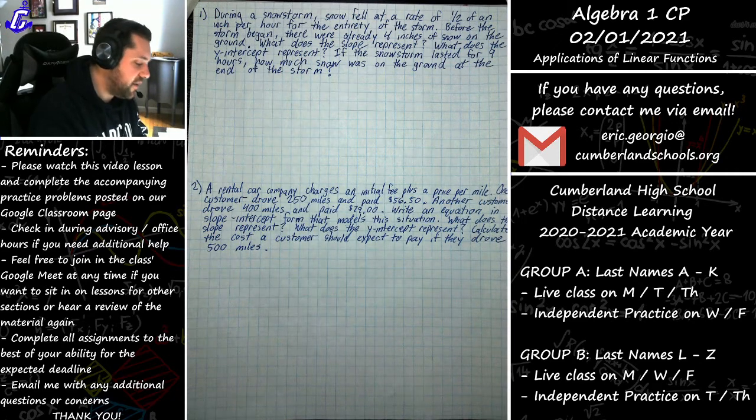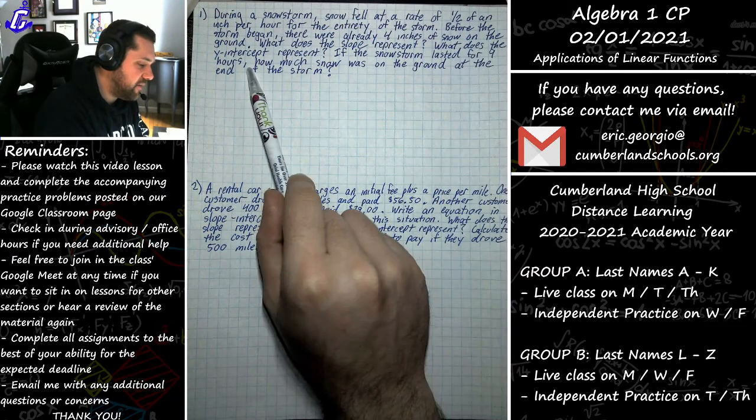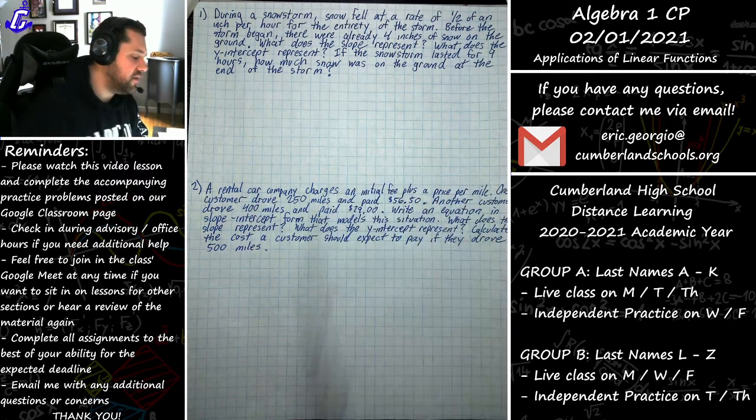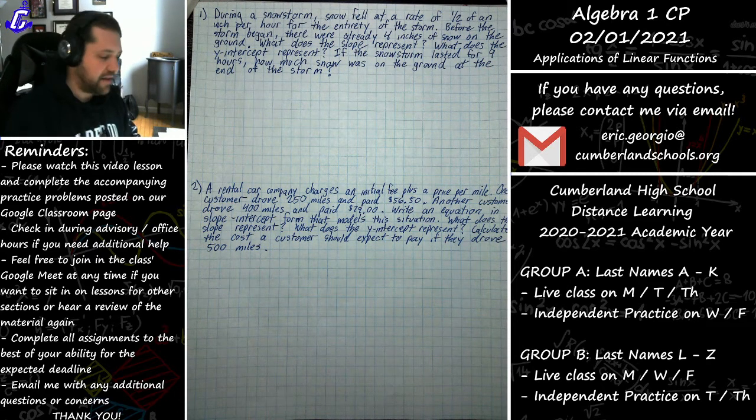So write an equation in slope-intercept form. What does the slope represent? What does the y-intercept represent? If the snowstorm lasted for 9 hours, how much snow was on the ground? So this is one where we're given the initial amount and we're given the rate directly, right? It's just like the first problem we saw with the attorney.